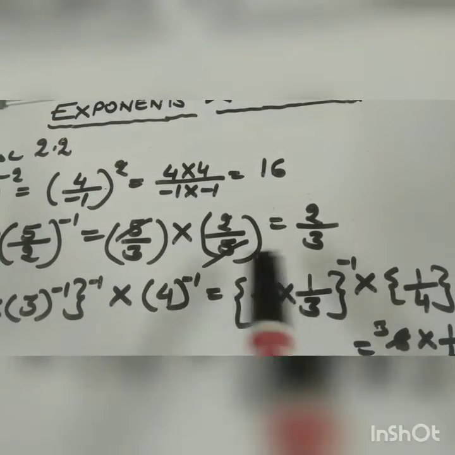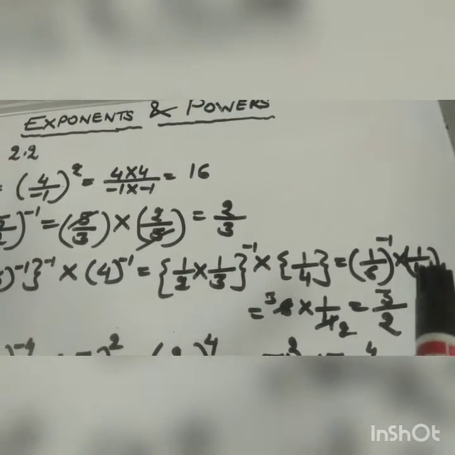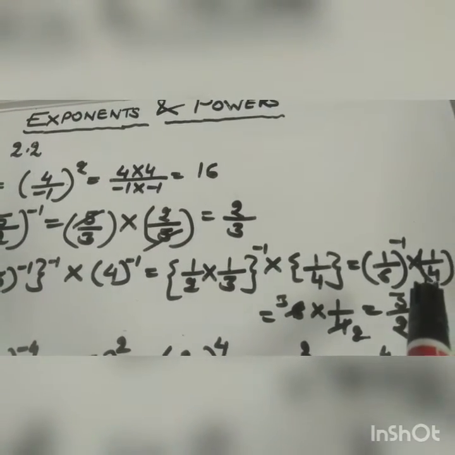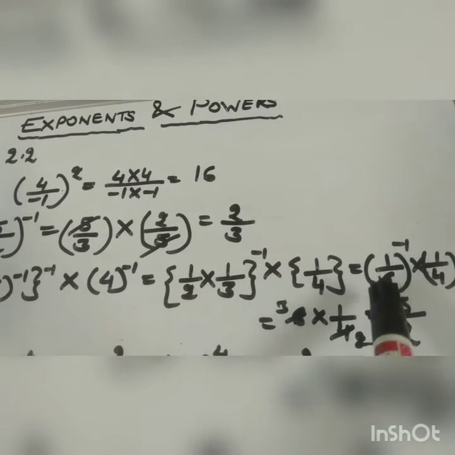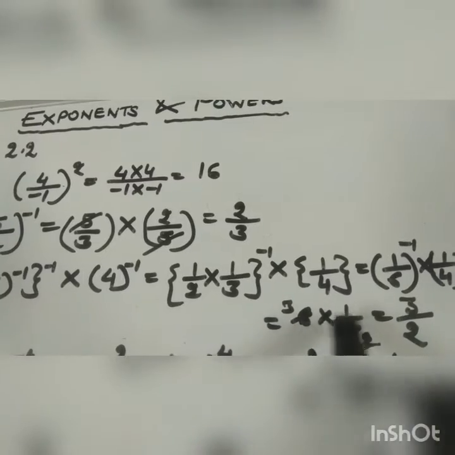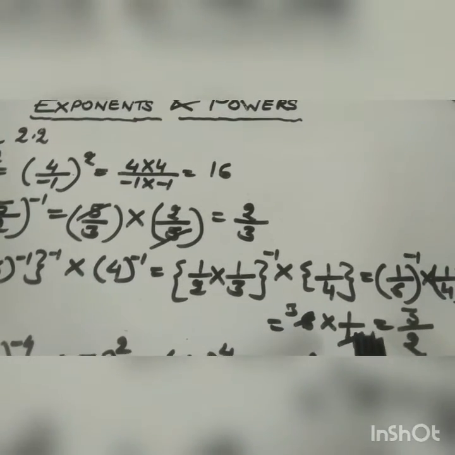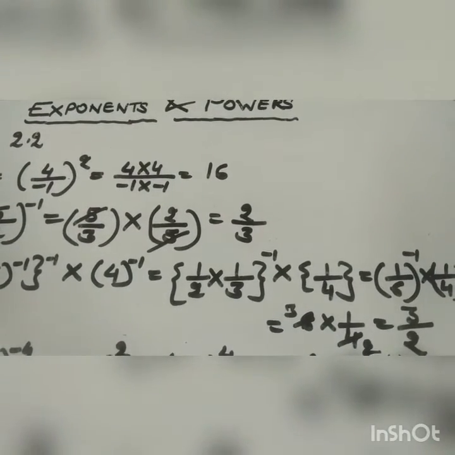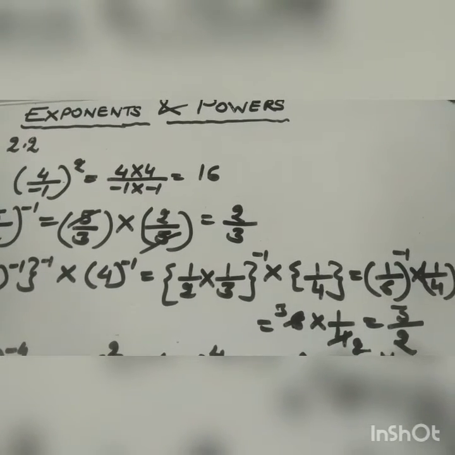Now change this bracket. So what you get is 1 by 6 to the power minus 1 into 1 by 4. Now 1 by 6 to the power minus 1, change it to positive. It will be 6 into 1 by 4, which equals 3 by 2. Hence finally the answer is 3 by 2.